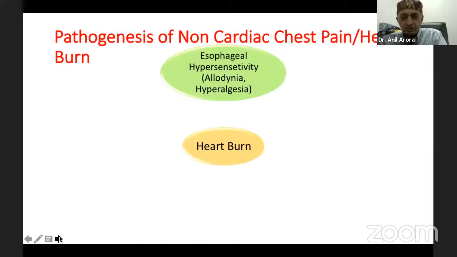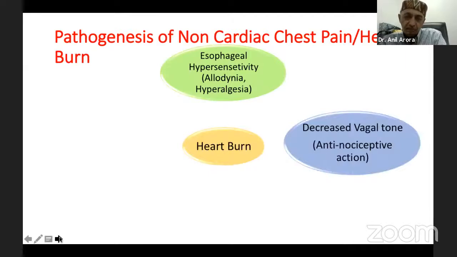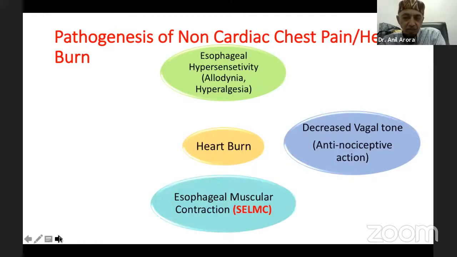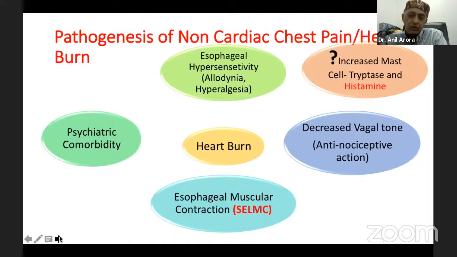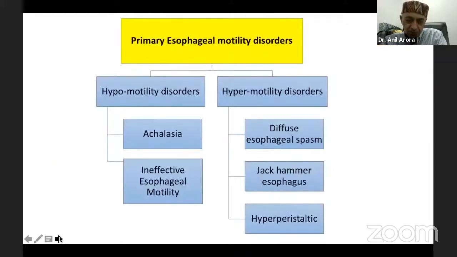What is heartburn due to? It may be related to esophageal hypersensitivity and decreased vagal tone. Mind you, once you have a prominent and important vagal tone, it typically has an anti-nociceptive action. And whenever the vagal tone decreases, you are more likely to have nociceptive stimuli, or more likely to come down with symptoms of pain and discomfort in the setting of esophageal motility disorder. There is also some suggestion of an alteration in the neurological mechanisms leading to increased release of mast cells, tryptase and histamine, which aggravate these problems.